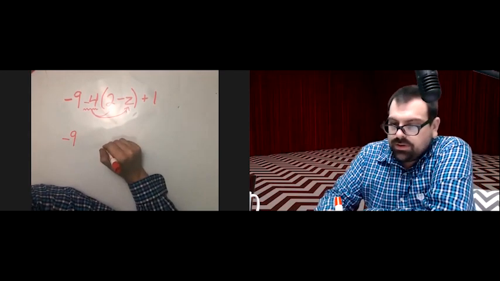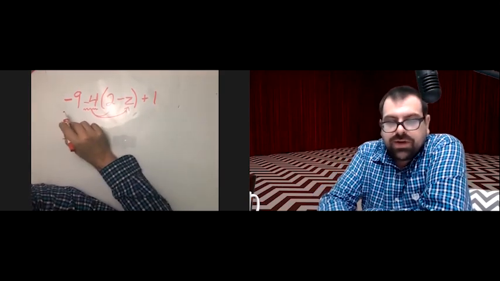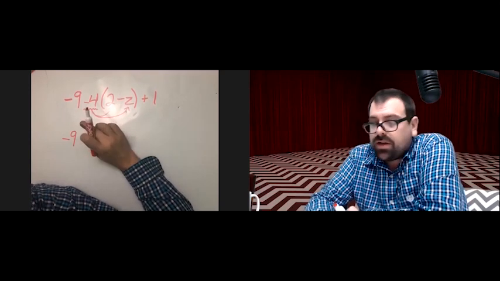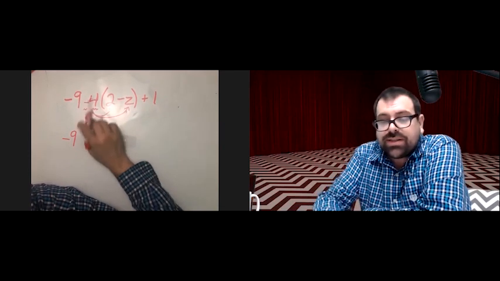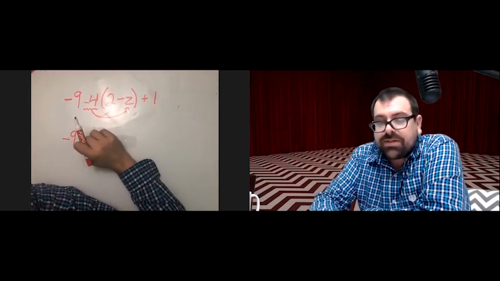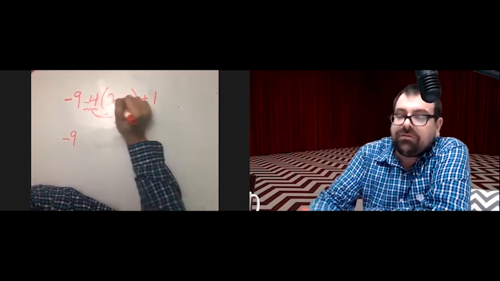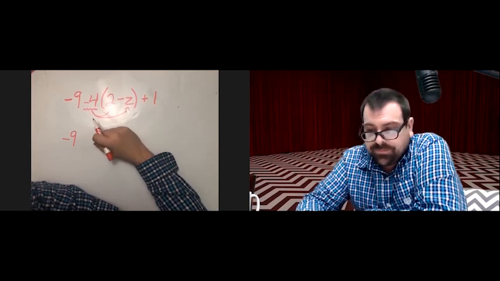carries down. The negative 9 is not involved. You will not do negative 9 minus 4 first. Under no circumstances. That is an automatic 0 points. It is wrong. Order of operations says multiplying comes first. That means clearing these parentheses by multiplying negative 4 times 2 minus z comes first.